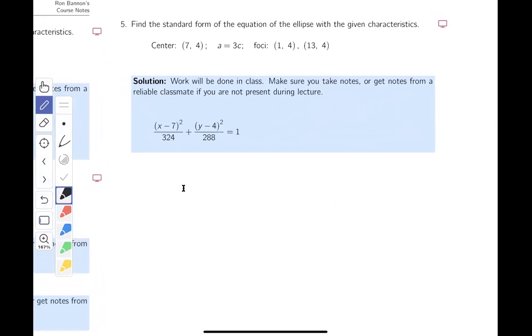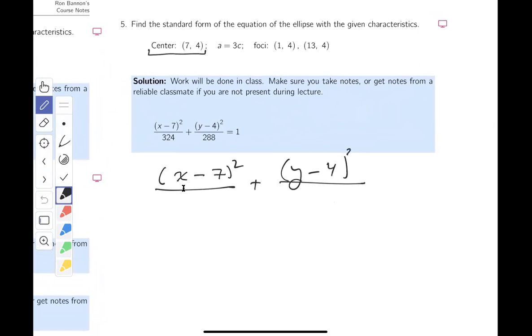And this is definitely an ellipse equation. So it's going to be the center. They give me the center. I've got to be honest, that seems like it might be pretty easy to write down. So it's (x minus 7) squared over something plus (y minus 4) squared over something is equal to 1.